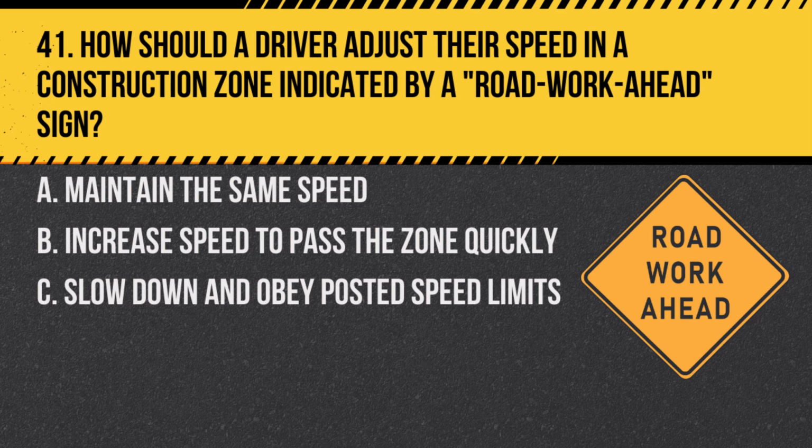Question 41. How should a driver adjust their speed in a construction zone indicated by a roadwork ahead sign? A. Maintain the same speed. B. Increase speed to pass the zone quickly. C. Slow down and obey posted speed limits. Answer: C. Slow down and obey posted speed limits. Construction zones often have reduced speed limits for safety.